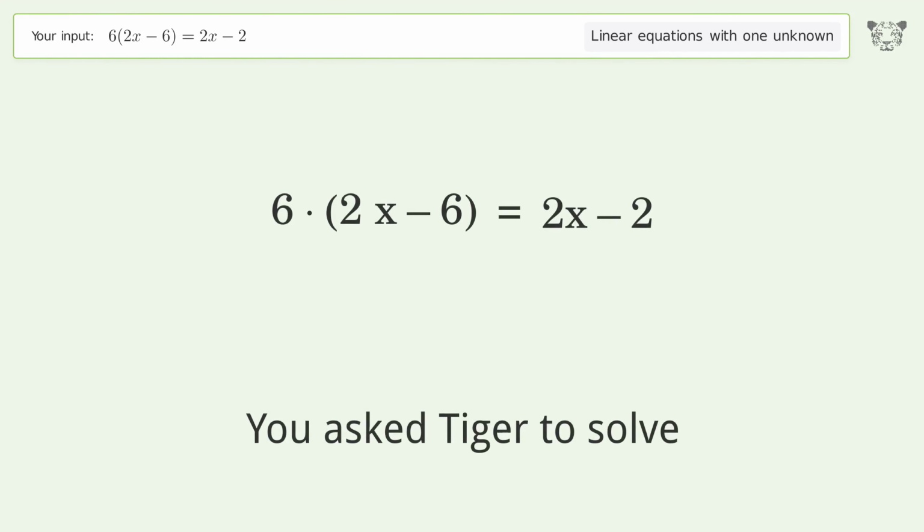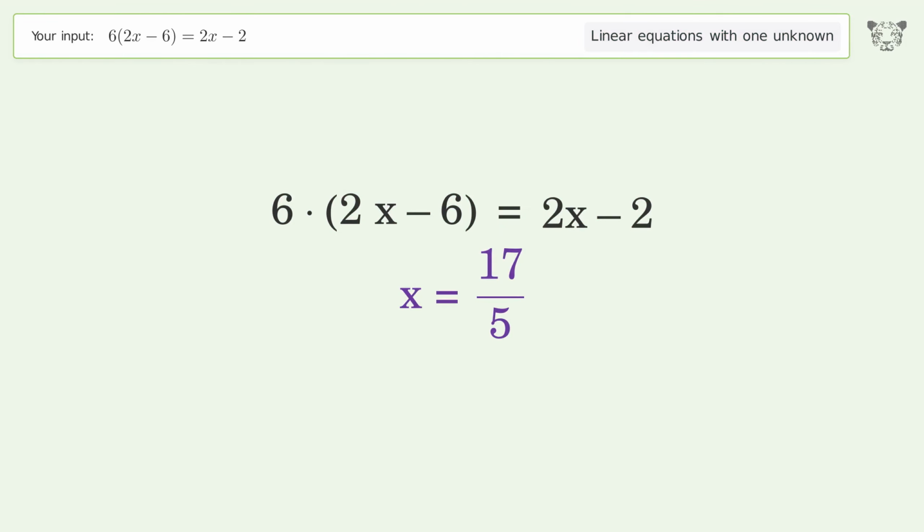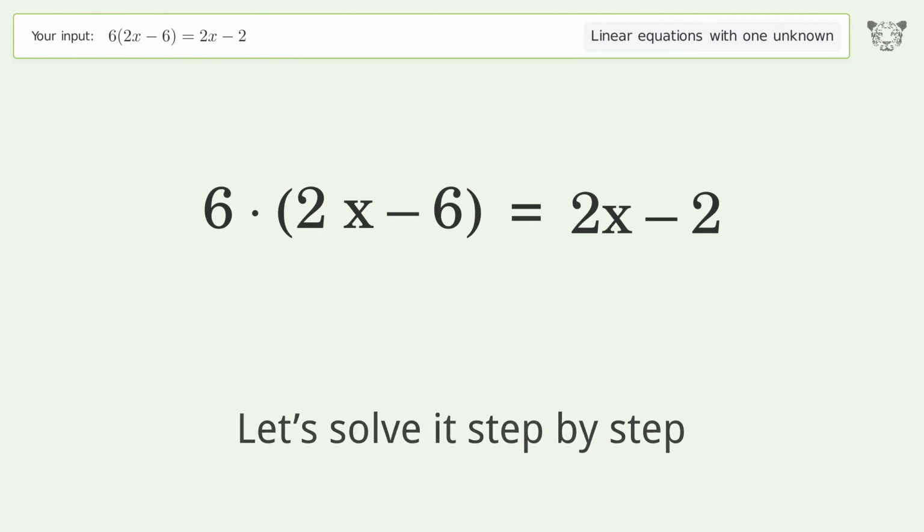You ask Tiger to solve this, which deals with linear equations with one unknown. The final result is x equals 17/5. Let's solve it step by step.